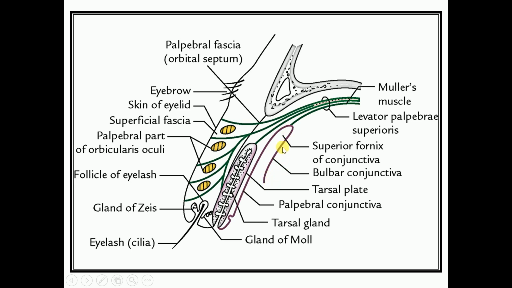This bulbar conjunctiva over the anterior aspect of the cornea forms the thickened layer, and that forms the anterior epithelium of the cornea. While the palpebral conjunctiva is loosely attached over the inner aspect of the eyelids, right? The bulbar conjunctiva is a highly vascular structure. It is very thin, loosely attached over the eyeball, and it is thick and opaque, and highly vascular.